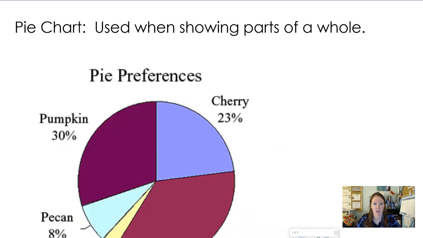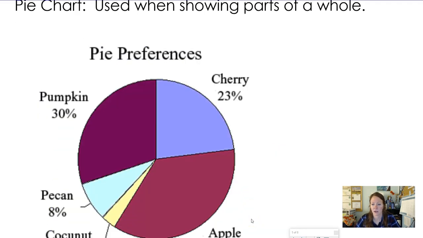Finally, the last most common type of graph, we don't use it very often in science, but maybe, is a pie chart or a circle graph. Pie charts are used for showing parts of a whole. So if you think about the whole pie as being the whole, 100%, each piece of the pie is going to show you a percentage. So here's pie preferences. If we polled the student body and looked at what your favorite pie is, we could break the pie chart up, and 23% of students have cherry as their favorite pie, 30% is pumpkin.